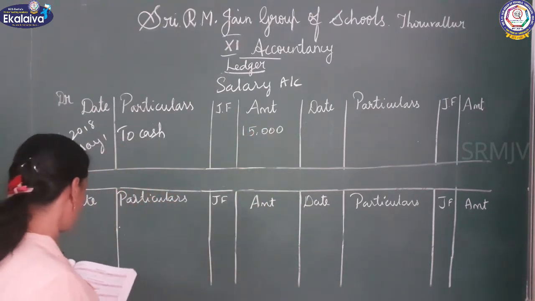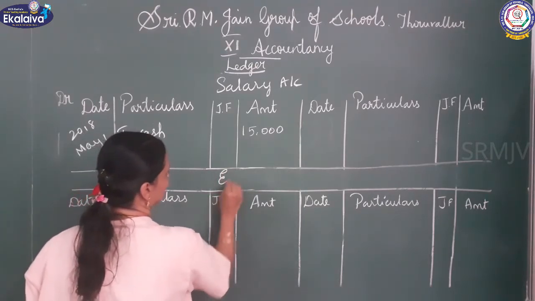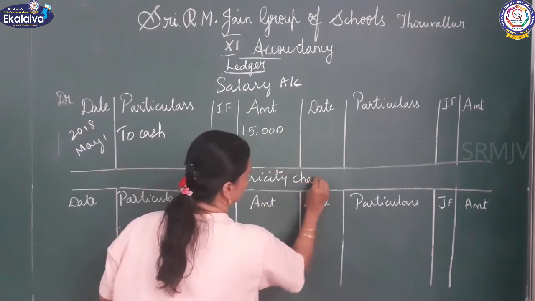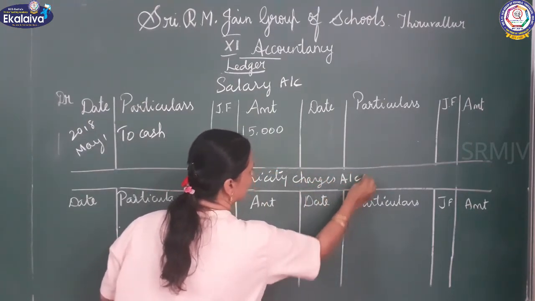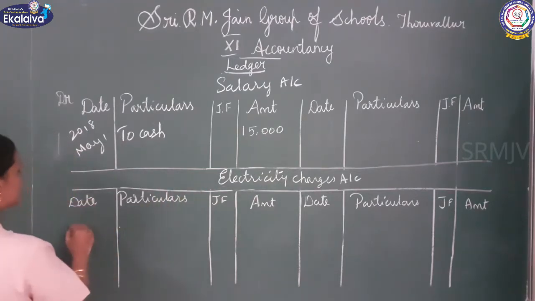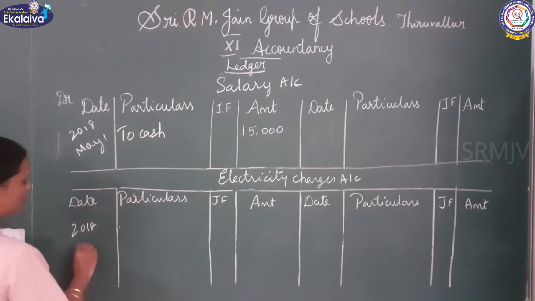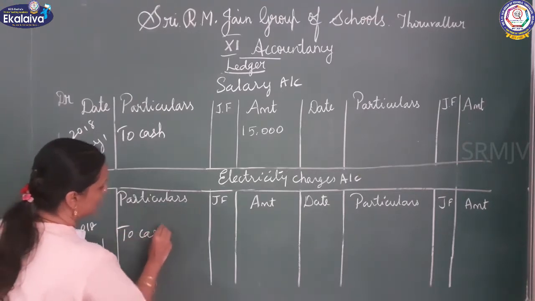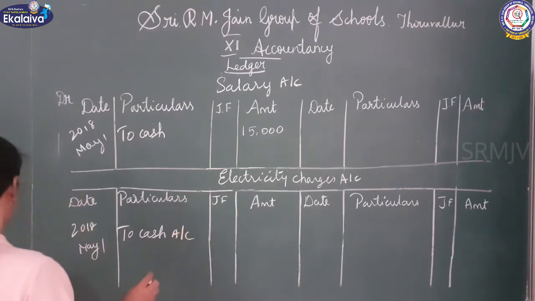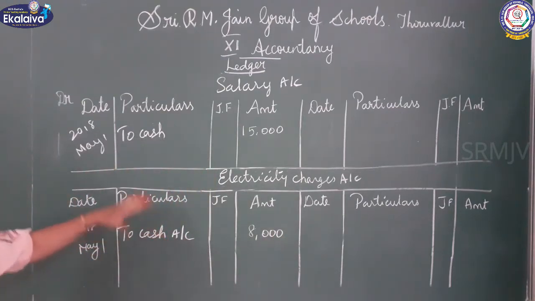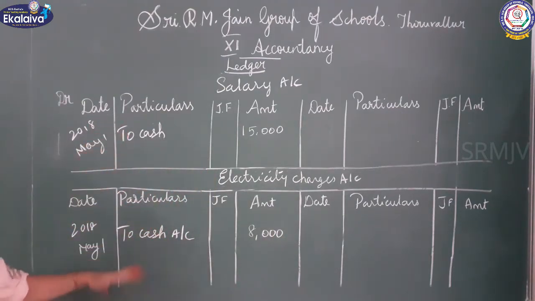We have to open the electricity charges account. So we have to open each and every account. Okay, electricity charges account, this is also an expenses. So this is a compound journal, in the sense you have to write like this. So to cash account, how much he paid? 8,000. Okay, same way we have to open the wages account and then cash account also. Okay, copy this, children.